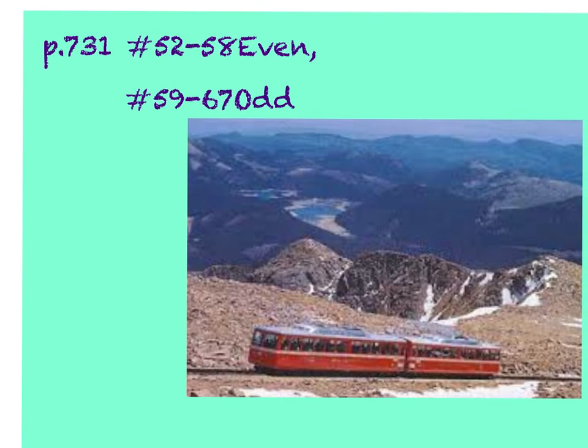And this is the Incline Railway in Colorado Springs.